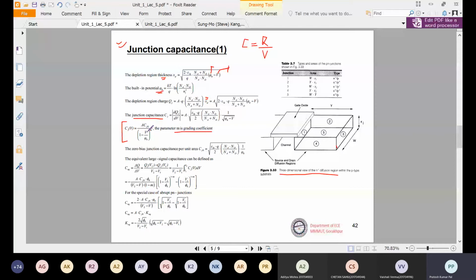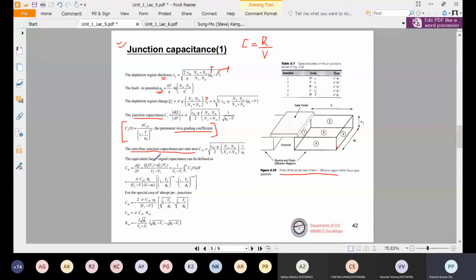So this will be the total formula that we need to consider for finding out the junction capacitance. Cj0 is the zero bias junction capacitance. That means when there is no biasing, this is the junction capacitance per unit area. So at that time we will be reducing V equals 0, then the total Cj will be the same formula, so this same formula will be appearing here.